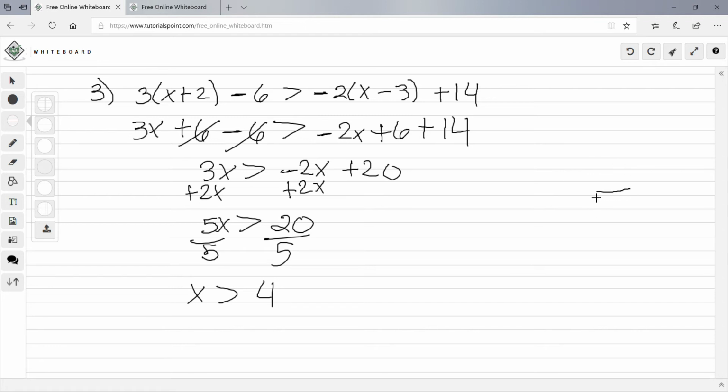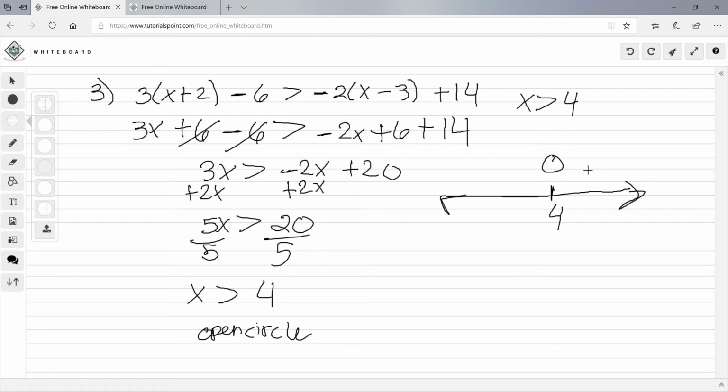So let's graph it on the number line. So here's 4. Is this dark or open? There's no equal sign, so it's an open circle. So basically it means it's not included. So it's going to move to the right because it's greater than.